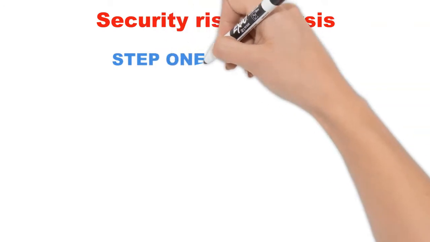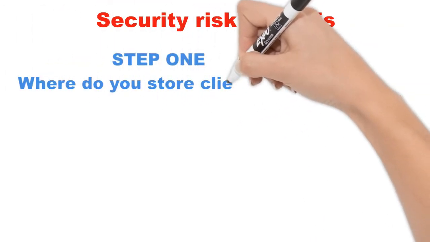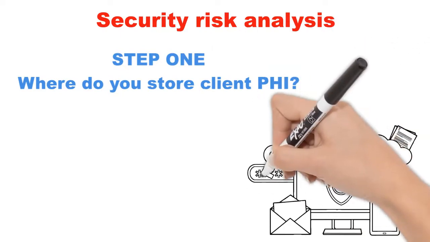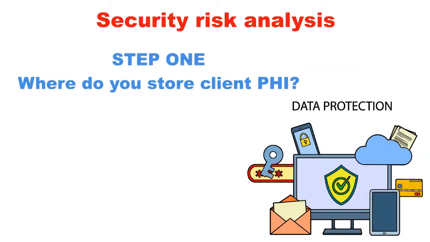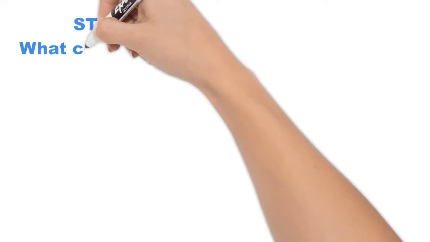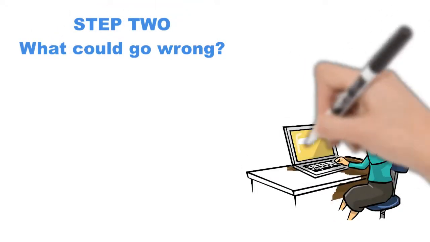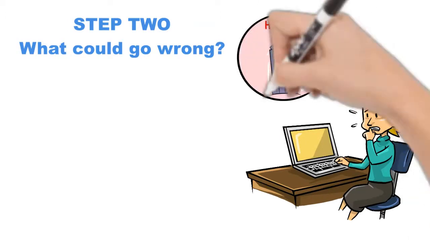So, what's step one? Identify all the places that you store your client's PHI. Computers, file cabinets, both paper and electronic records, phones, all of those things. Second step, you get to think of all the ways that something could go wrong in the places that you store this information.